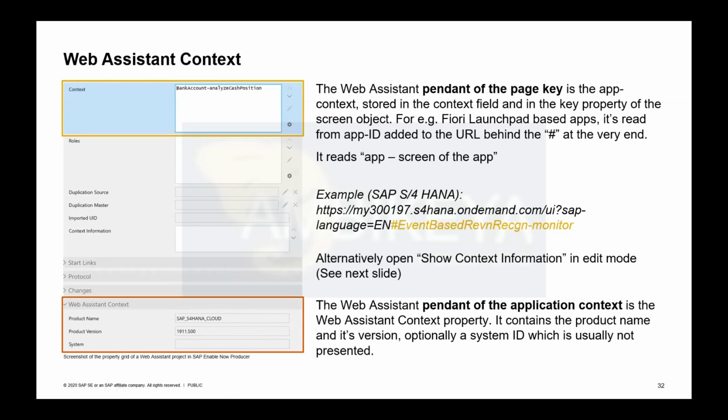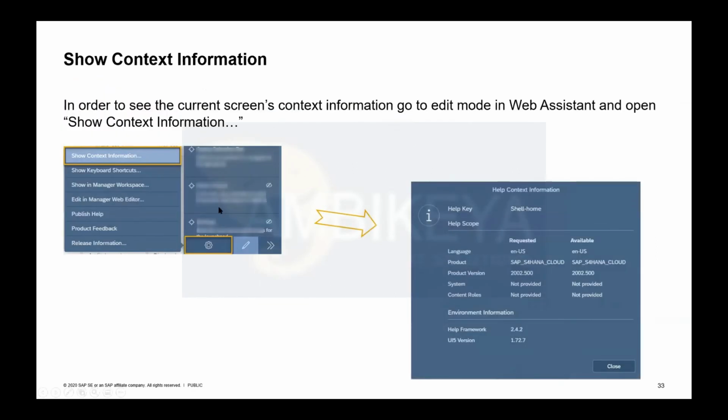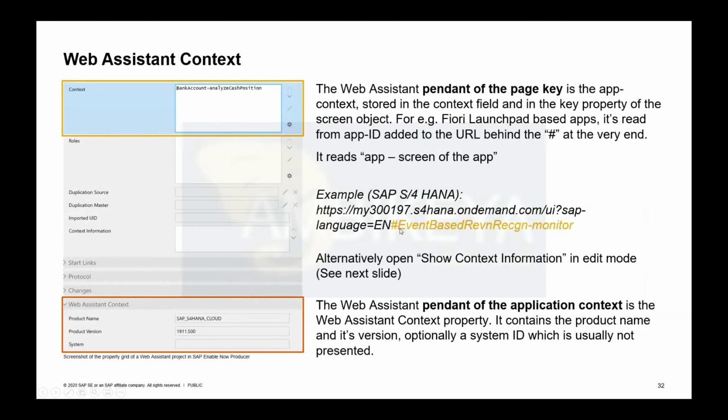And how to actually work with that: there is one function in the Web Assistant behind the gear when you're in edit mode, which is show context information, which is this guy here. And there it's the same thing. Help key, shell home. Let's just quickly go back one slide. That's the help key. That or that. And shell home surely is the most common one.